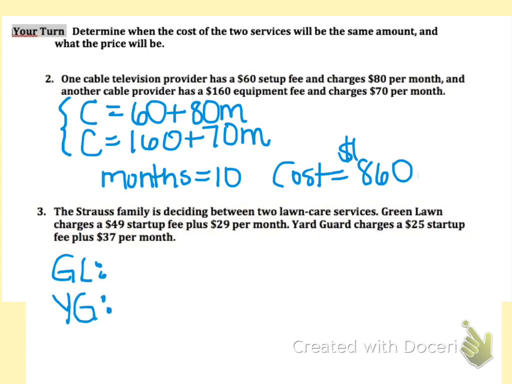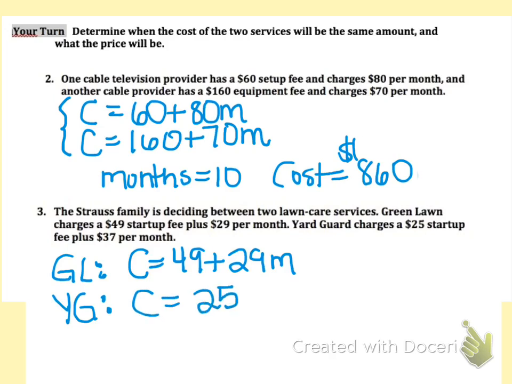And Green Lawn charges, for their cost, $49 for startup and $29 per month. And Yard Guard charges $25 as a startup, and then they charge more per month though. So there's always a trade-off there. Like one costs more to begin with, but it's cheaper per month. And so really you just have to decide where the break point is. And then once you know that, you can make your decision based on how long you choose to use that service. So again, we won't worry about solving this, but just setting it up is the main battle, because the algebra part of it we've been working on, so we can do that no problem.